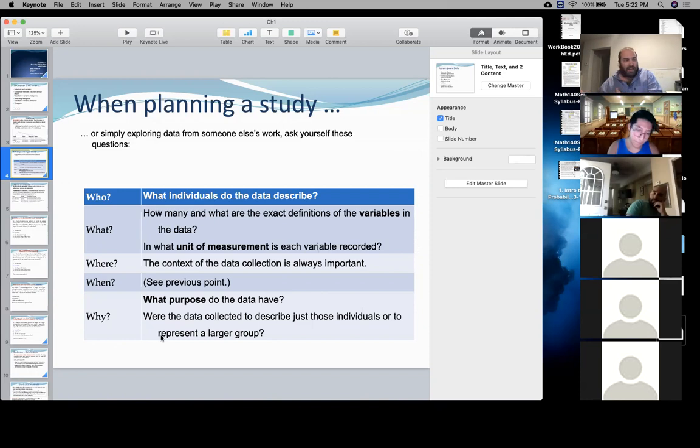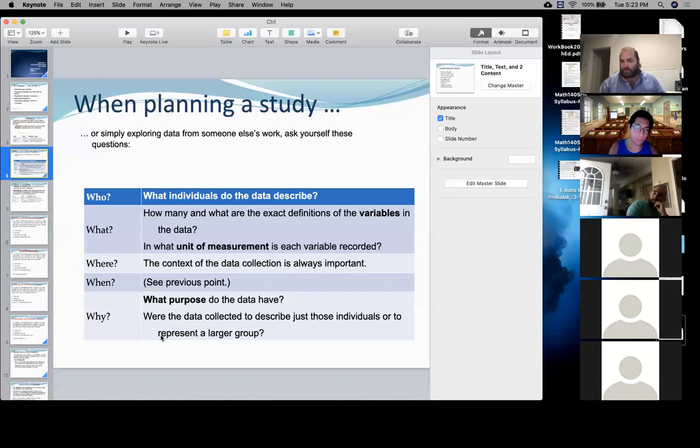Does your data support the fact that the coin is fair, or does the data not support the fact that the coin is fair? That's the conclusion. It's not the math part. The math part helps you get to a conclusion, but what purpose do the data have? Why are you doing this?